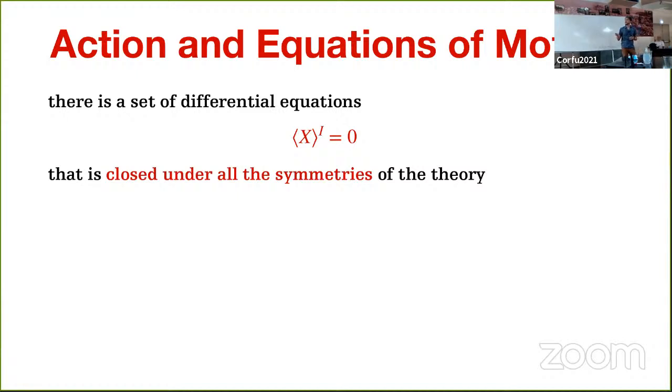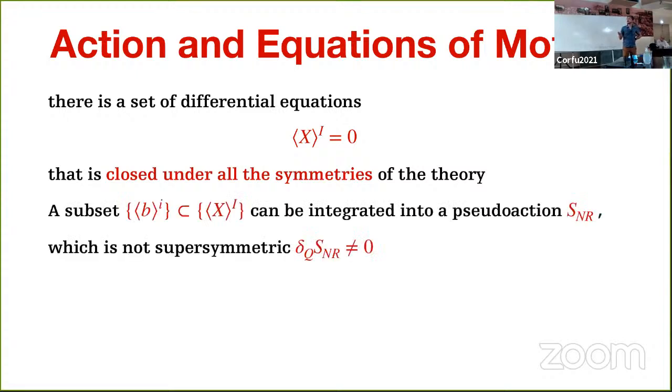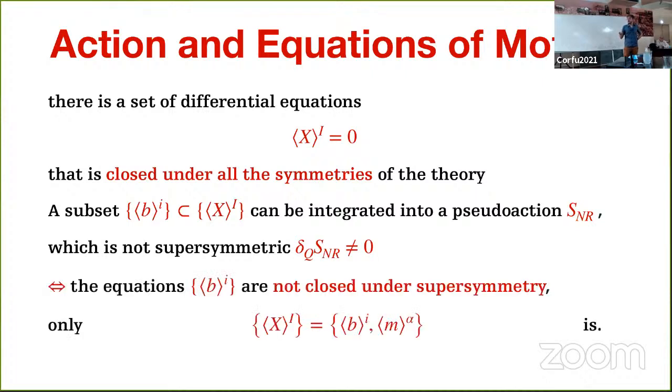But here, the annoying feature of these theories is that you don't have an action from which these equations follow as Euler-Lagrange equations. Eric has mentioned it briefly. It's not quite as bad, and that's a bit confusing, but it's just part of the deal, that there is a subset of these equations, I call them BI now, which can be integrated into an action. So this action, this SNR, is a convenient mnemonic to remember parts of these equations. But this functional is not invariant under supersymmetry, meaning that these equations BI are not closed under supersymmetry, which points back to the fact that there's just this larger set XI, which contains both these BI and the M, which is really the proper set you should consider as equations of motion here.